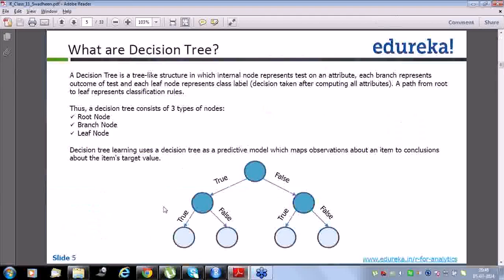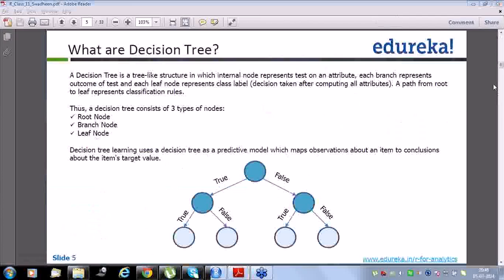A decision tree is a tree-like structure in which an internal node represents a test on an attribute. Each branch represents the outcome of the test and each leaf node represents a class label, that is, the decision taken after computing all attributes. A path from root to leaf represents classification rules. Thus a decision tree consists of three types of nodes: root node, branch node, and leaf node.